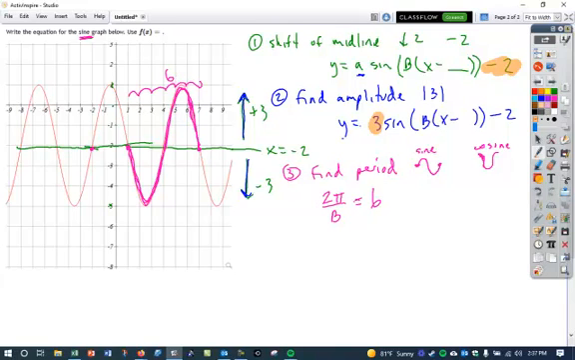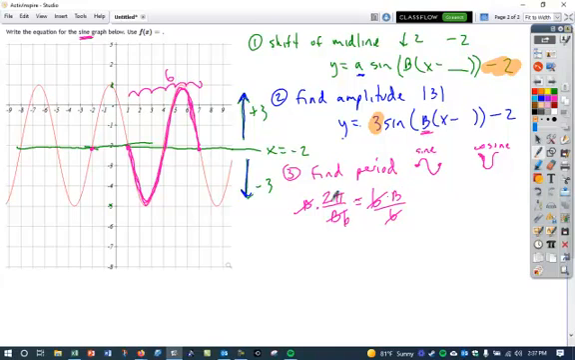So if I take that equation, 2 pi over b is equal to 6, that's going to allow me to solve for b, this coefficient inside the phase shift. So if I solve for b right here, I'm going to multiply both sides by b to get it out of the denominator. And then I want to solve for b, so I'm going to divide both sides by 6.